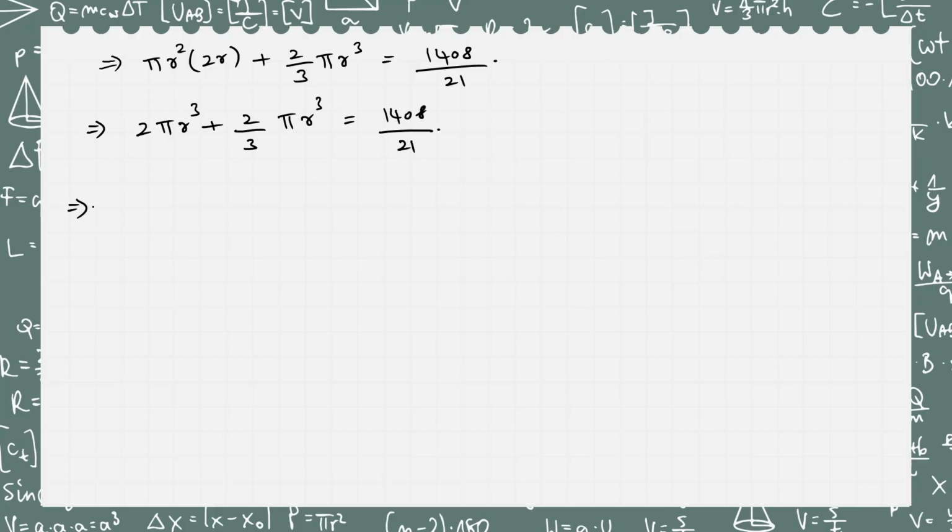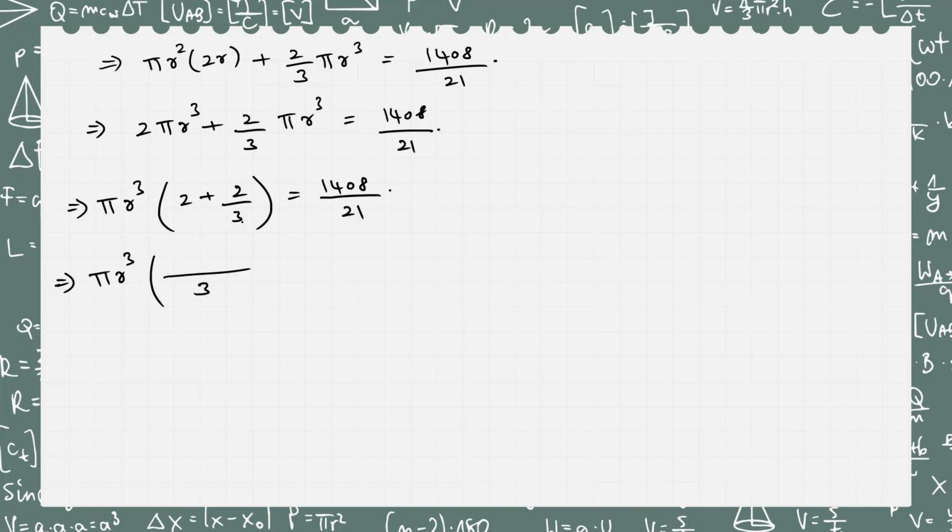Now what we can do is, taking pi r cube common from both of them, we get 2 plus 2 by 3 inside the brackets. This is equal to 1408 by 21. Now we can take 3 as LCM in the brackets. So 3 into 2 is 6. So 6 plus 2 by 3. This side will be the same. And finally we get 8 by 3 pi r cube equal to 1408 by 21. Correct? And all we need is r cube.